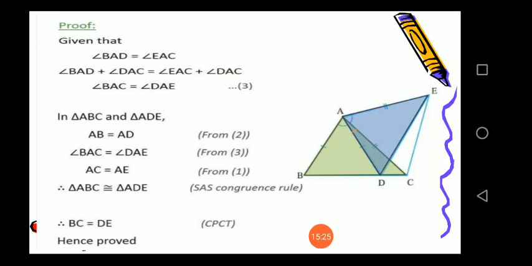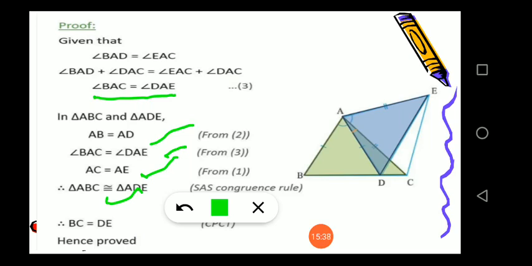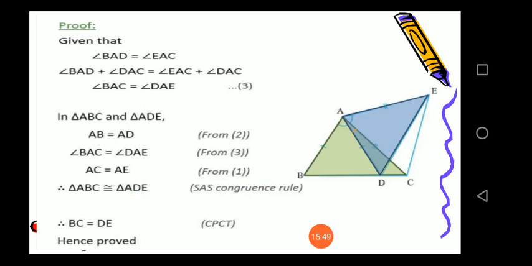So same here, it was taken. First we have proved that angle BAC is equal to DAE, and then the three conditions we have used in triangle congruence and its criteria, and after that by CPCT BC is equal to DE, and hence proved. Got it, students?